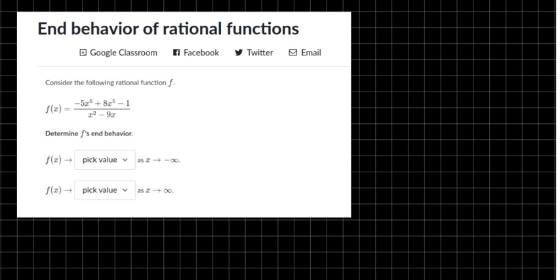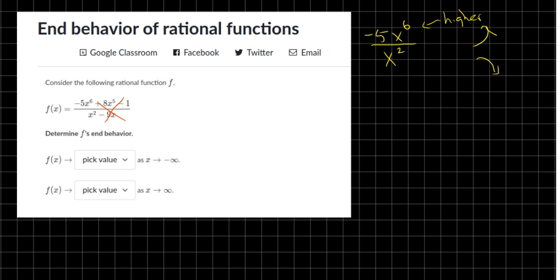Let's look at a couple more here. These are in standard form, so we're not going to worry about the stuff at the end; it's going to disappear as we go off towards the very far right and the very far left. The dominant terms are negative 5x to the 6th over x squared. And we can see again that the numerator is higher, so we're going to be going either up or down as we go to infinity.